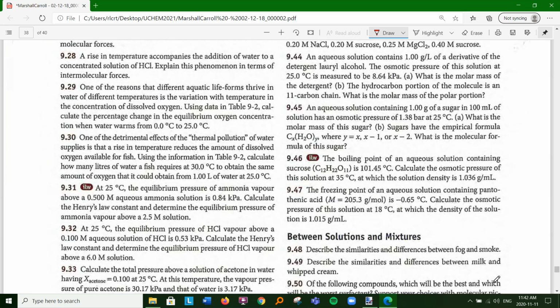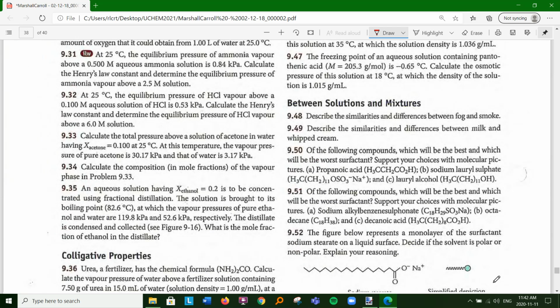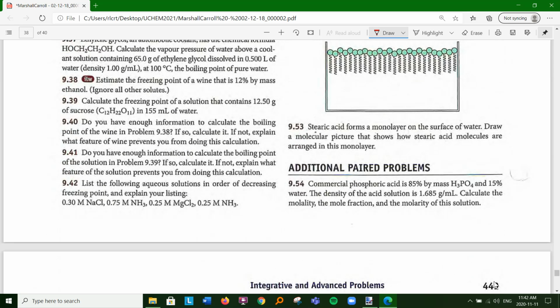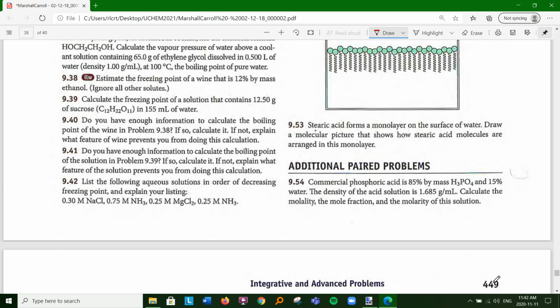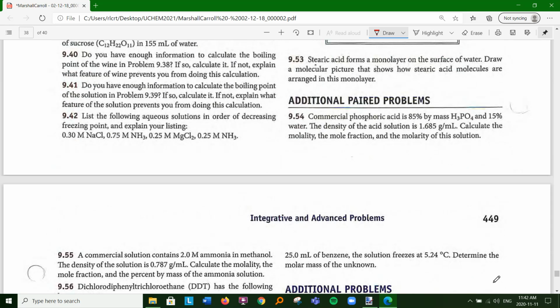So let's see here. I wonder if we can find one here that I want to look at. Oh, let's look at this one here. Here's a good one, 9.42. Okay, so this is the end of chapter stuff. This one I have seen on tests. I actually saw this one.